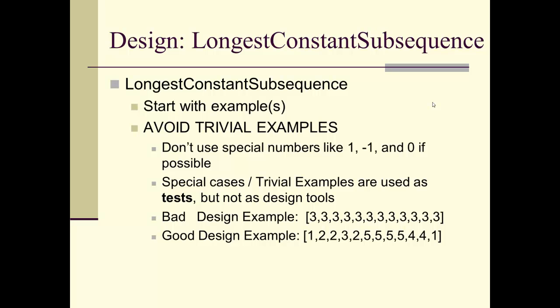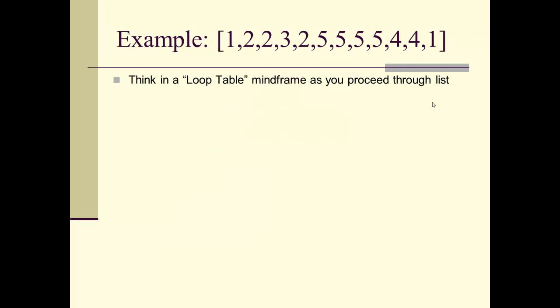The other task, the longest constant subsequence, has a little more design element to it. We want to start with examples so we get a feel for exactly what we're doing. We don't want to use trivial examples. We don't want to have, for instance, an entire constant sequence to begin with. And we don't want to use special numbers if at all possible. Now, we do want to use trivial examples in special cases as tests, but not as initial design tools. Now we want to think in a loop table mind frame, a what happens next mindset.